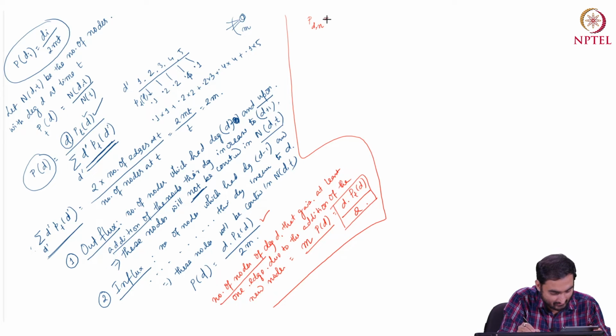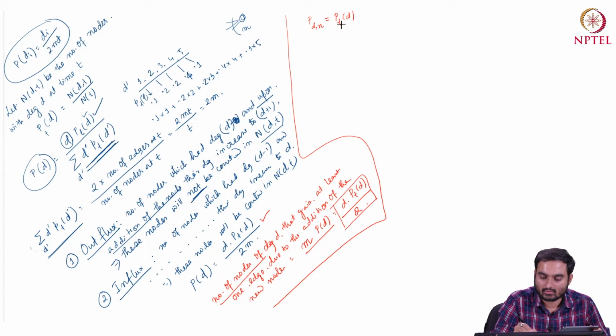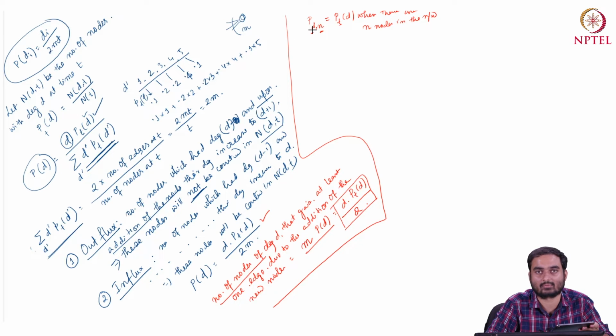What is this? This is same as P_d^t, the probability of a node having degree d at time t when there are n nodes in the system, in the network. So when there are n nodes in the network, what is the probability of a node having degree d? Okay.